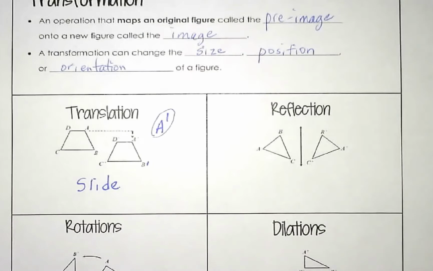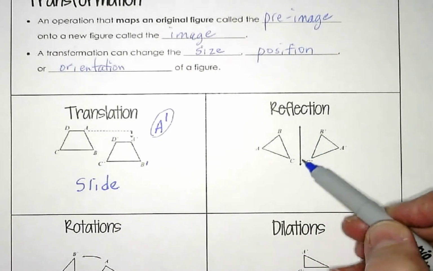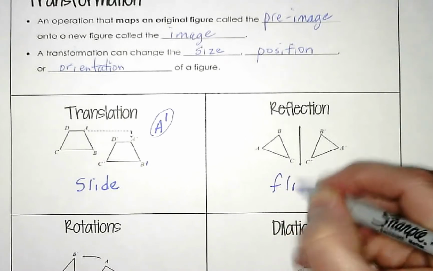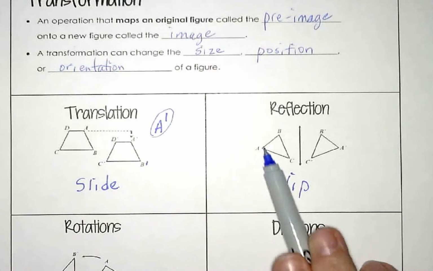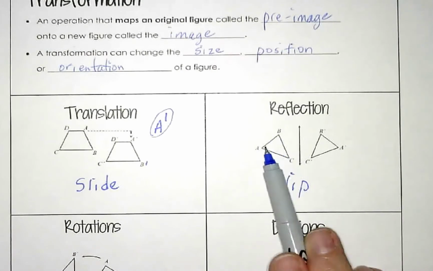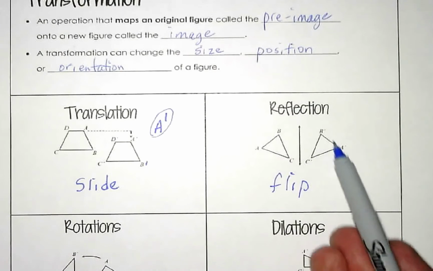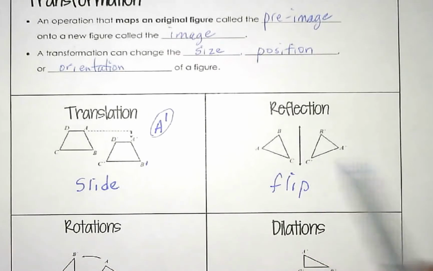A reflection is just what it sounds like. Okay, it's like showing a reflection. This right here is called the line of reflection. And another way that we often refer to reflection is by a flip. Okay, so we're going to take this original figure, the pre-image, and we're going to flip it over to what we call the image. See how the A prime, B prime, C prime, I know they're very light.